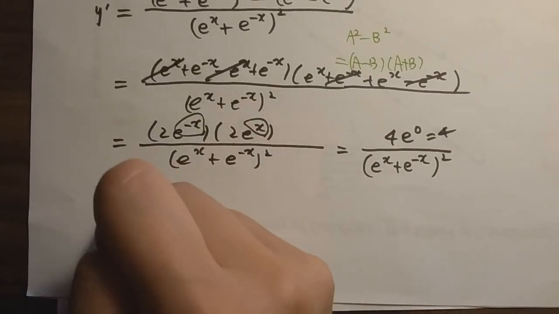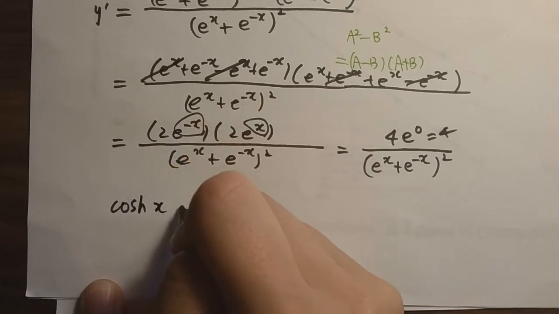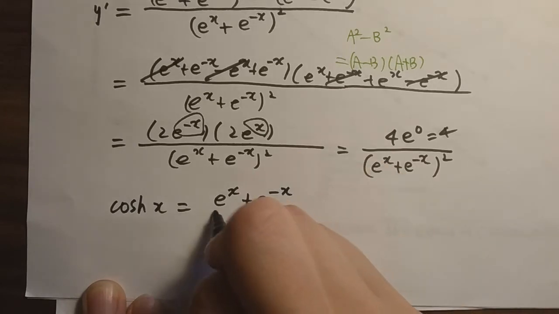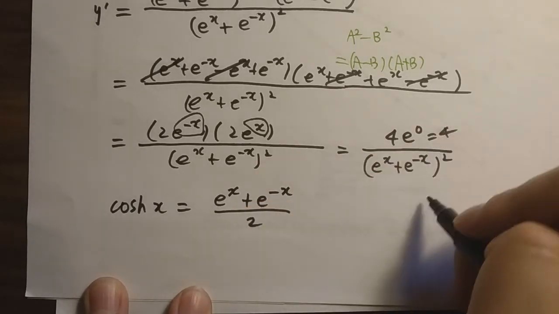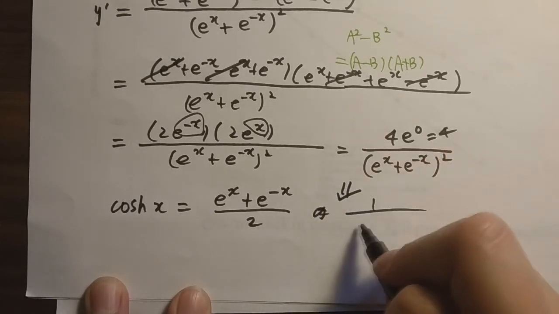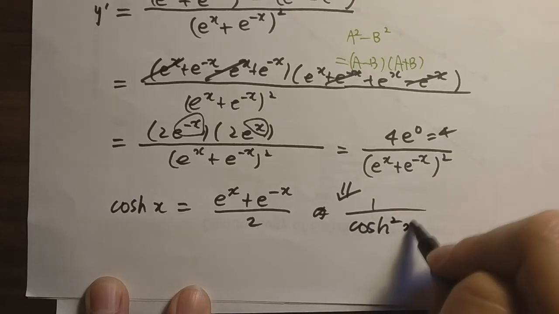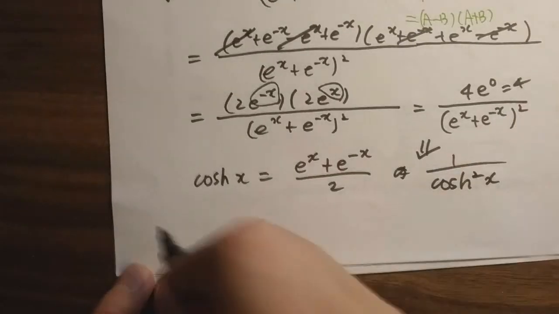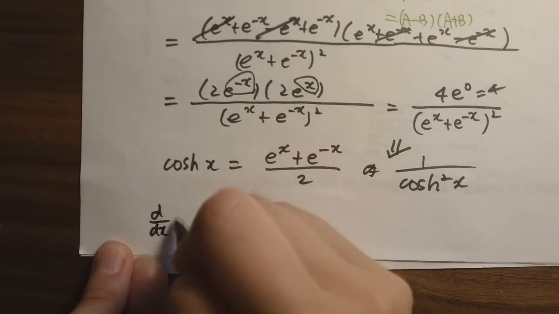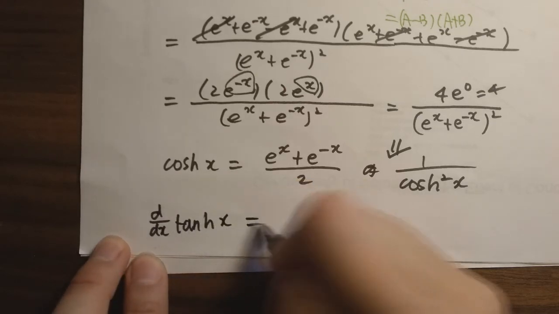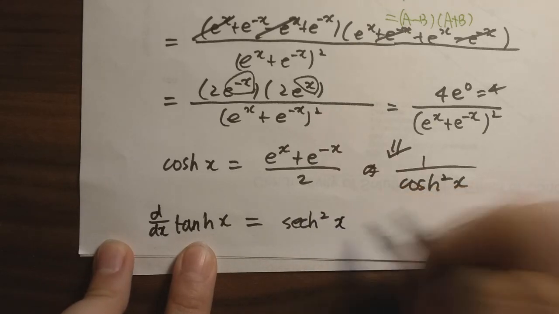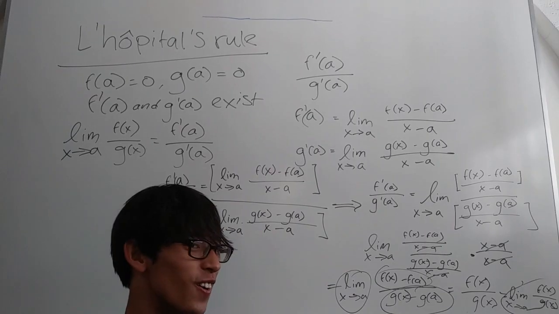And since we know that cosine hyperbolic of x is equal to e to the power of x plus e to negative x over 2, that's equal to 1 over cosine hyperbolic squared of x. So d dx tangent hyperbolic of x equals secant hyperbolic squared of x. Thank you.